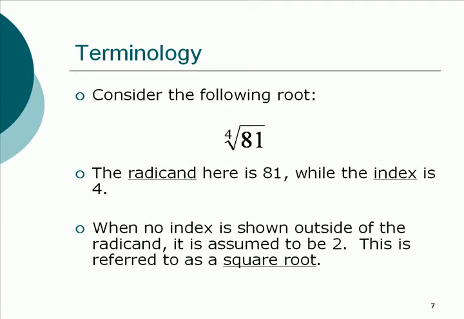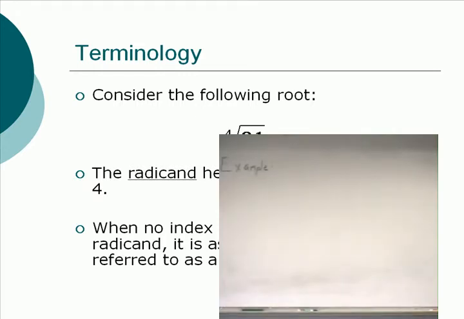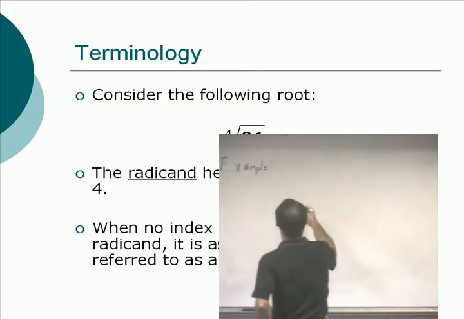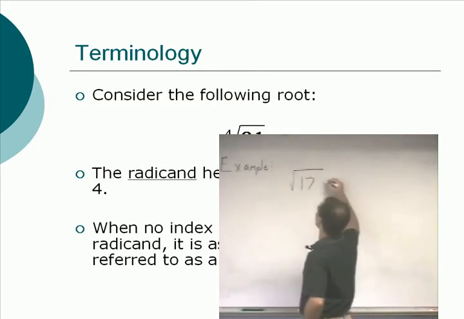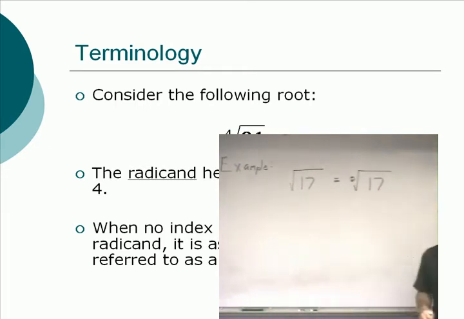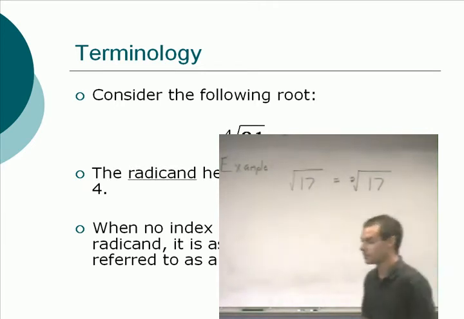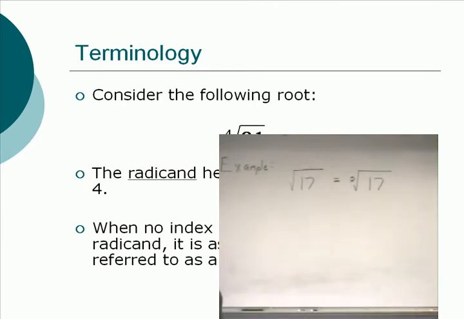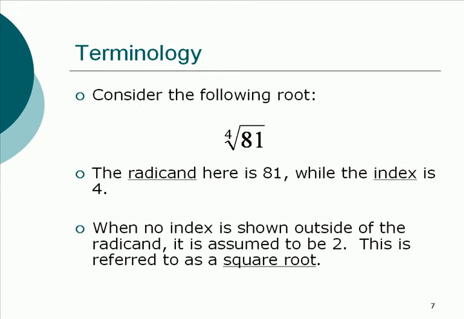You've dealt with this before, but it's worth noting at this point. If you don't have an index shown, you have to assume that that is what kind of a root? A square root, right. In general, you could say that this means the square root of 17. Those two mean the same thing. Never does the absence of an index mean anything other than 2. Okay.